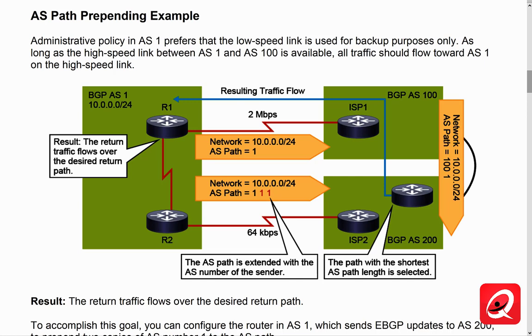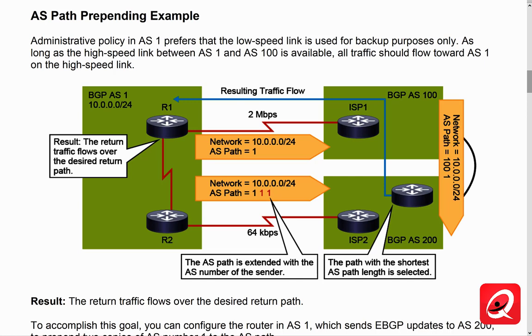So for forwarding, if the forwarding path from AS200 goes through AS100 and then to AS1, then that would end up being shorter. If that link is broken, the BGP update that we received over the 64K link would still be valid, and we can now start using that slower speed link as a backup.